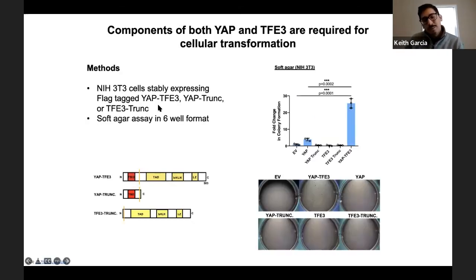And so next, focusing more on YAP-TFE3, we're interested in assessing which components of YAP-TFE3 are critical for its oncogenic capacity. And so to test this, we've generated truncation mutants containing the N-terminal and C-terminal portions, identified as YAP trunk or TFE3 trunk, and stably express them in YAP-TFE3 cells. So shown here on the right, you can see that full-length YAP-TFE3 can form these nice colonies in soft agar, whereas the truncation mutants shown below here fail to do so, providing evidence that you need both components of the N and C terminus to fully transform cells in vitro.